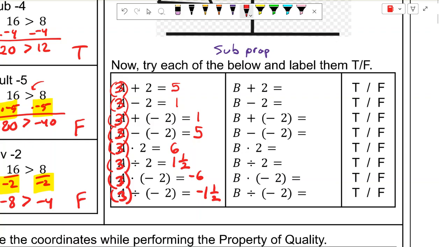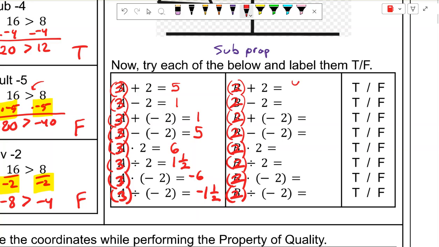Now we'll move over to the B side. We'll use subprop and we'll make all these into parentheses. And then we're going to want to substitute 2 in for all of the B's. So write a nice 2 right over the B. And then we'll do the operations.